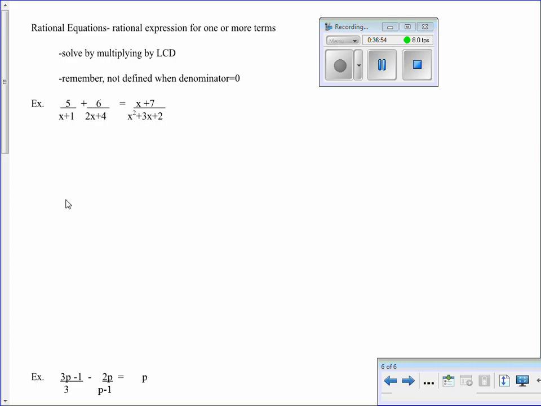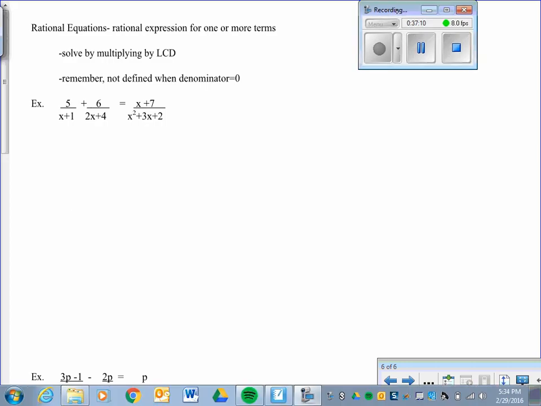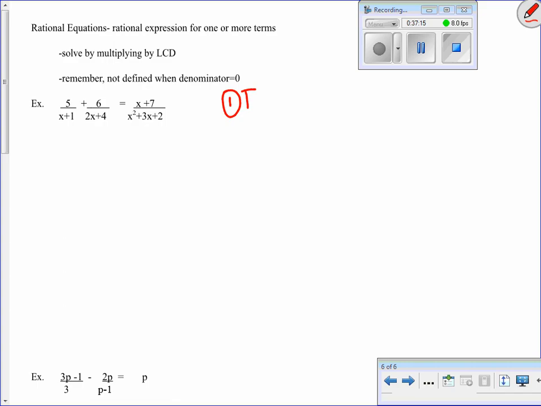Okay, so essentially what you want to do, fully factor out all the terms you have. So here we have 5 over x plus 1 plus 6 over 2x plus 4 equals x plus 7 over x squared plus 3x plus 2. First thing you want to do, fully factor all your denominators. So step 1, factor denominators.